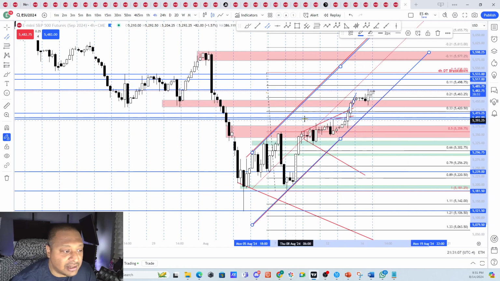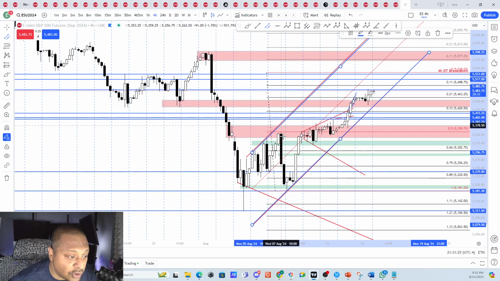On the downside, again, all these support areas remain the same. We have it at 5415, we have it at 5401 to 03, and then the major support comes at 5378 to the 5345 area, and then subsequently we have all these levels to the downside.